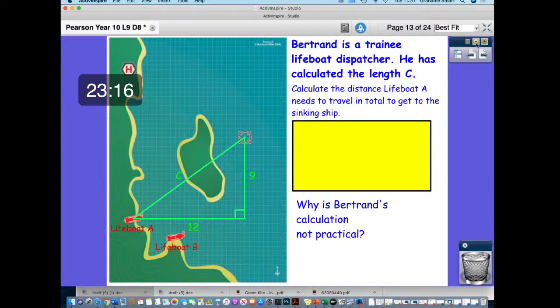Okay, so this is a nice easy one, but just think about it logically. Some people just think, shortest distance. But why is this calculation not practical?